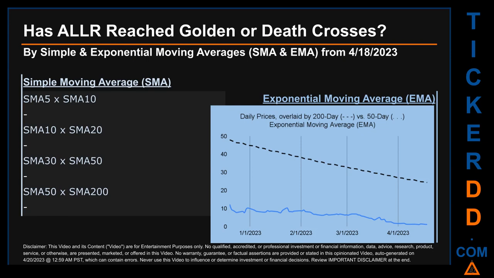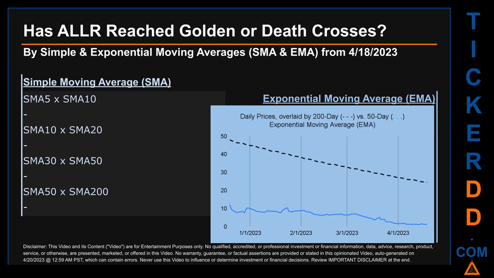Has ALLR price reached golden or death crosses? Golden cross and death cross are basic signals that compare average prices across two specified trade day ranges, a short-term versus a long-term range. For example, 5-day versus 10 trade days. Essentially, a golden cross is a bullish signal. It appears when a ticker's short-term moving average crosses above its long-term average. Vice versa, a death cross is a bearish signal when the short-term crosses below its long-term moving average.